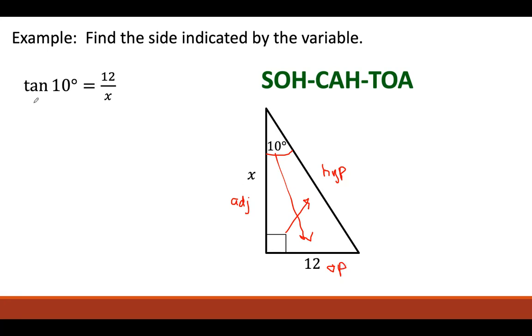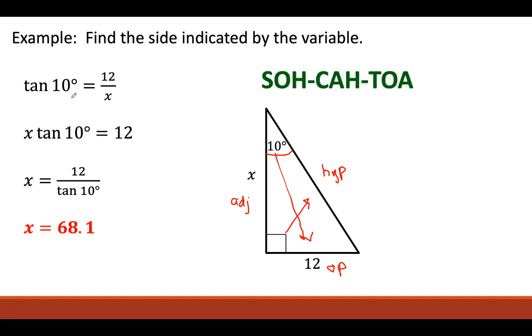You're going to set it up as tangent of 10 degrees. We're putting our opposite on top, so 12 over our adjacent x. Then you would multiply both sides by x, and you get x tangent of 10 degrees equals 12, or x equals 12 over tangent of 10 degrees. Put that in your calculator, and you should get 68.1.